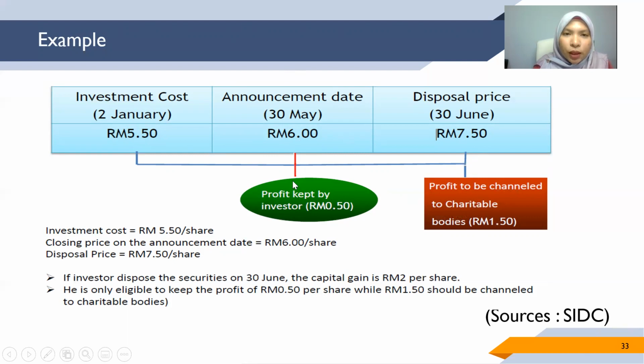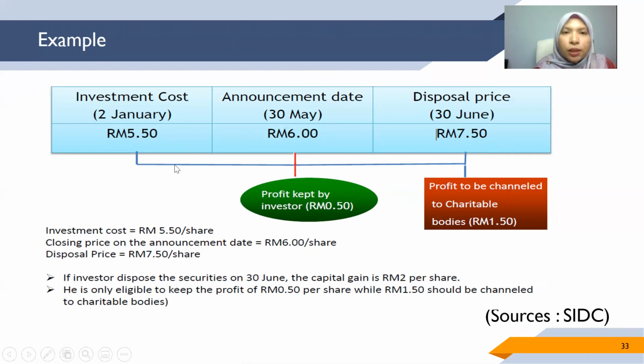Alright, so this is the price for 1 unit. Okay, so if you have 1,000 unit, we have 100,000 units. So just calculate by the total unit that you have lah. Alright, so on the disposal price, okay, you have 7 ringgit 50 cent. So profit, okay, you have the profit 7 ringgit 50 cent. Okay, if you deduct the investment cost, that you have a 2 ringgit profit actually.